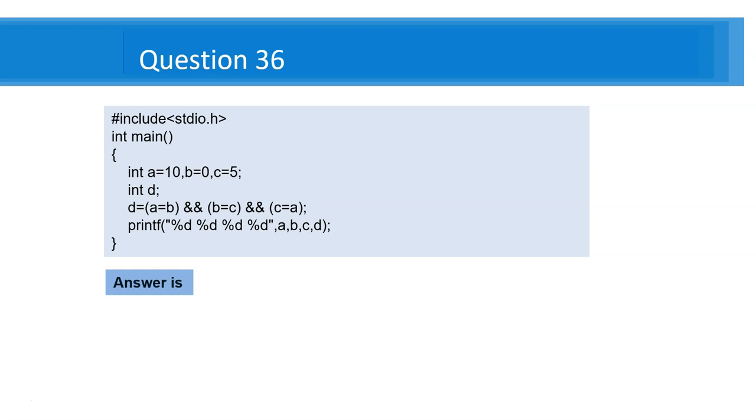So here the answer would be A will have a value of B which is 0, A will be 0, B will be 0, C will be 5, and D will be 0. So you can check this, you can run the program and see, and this is called shortcut, right?